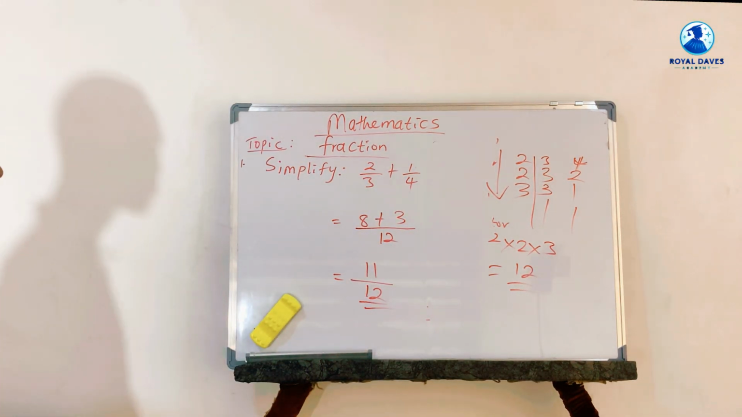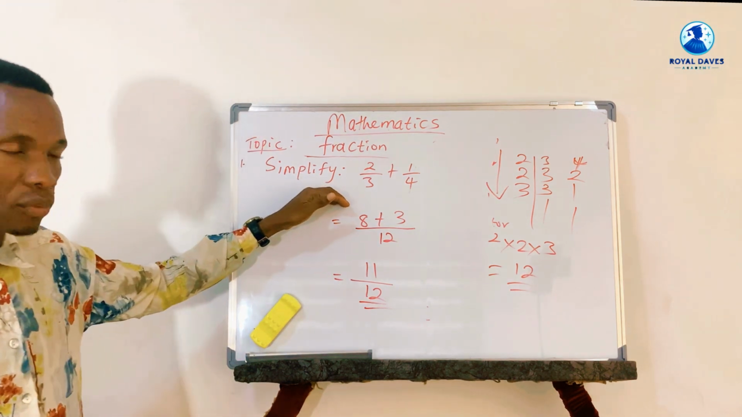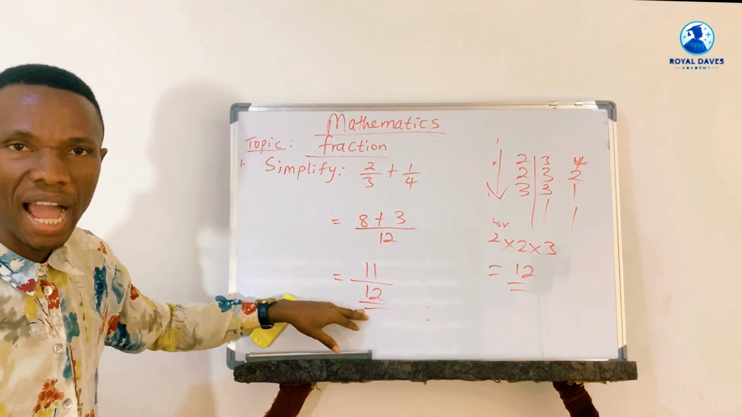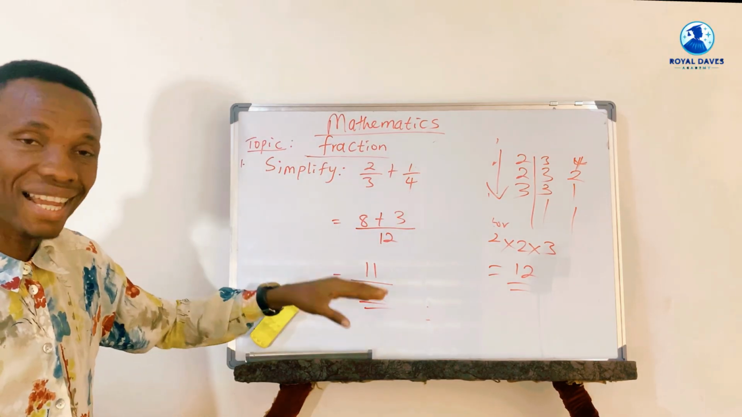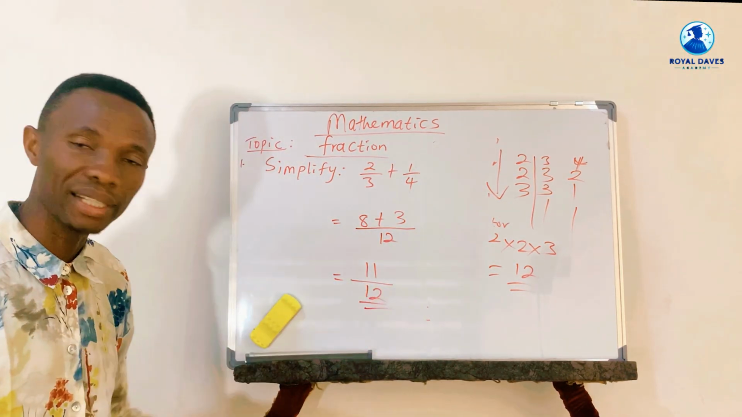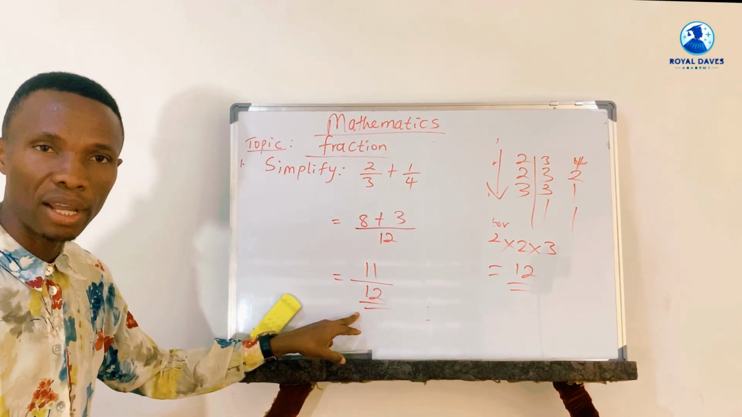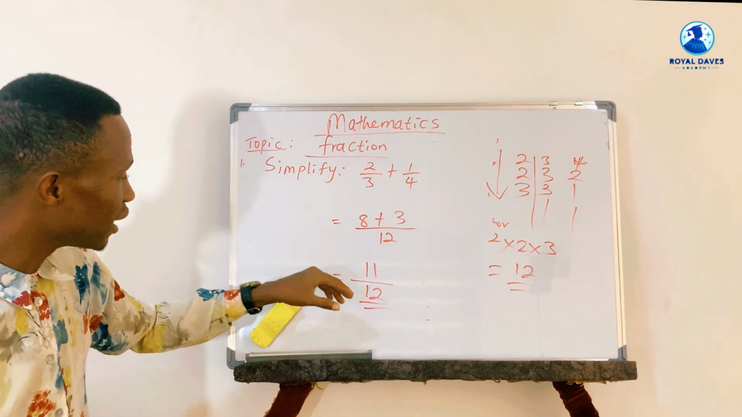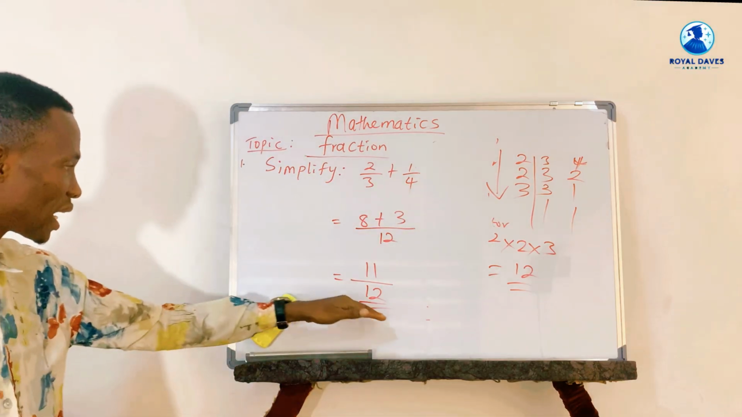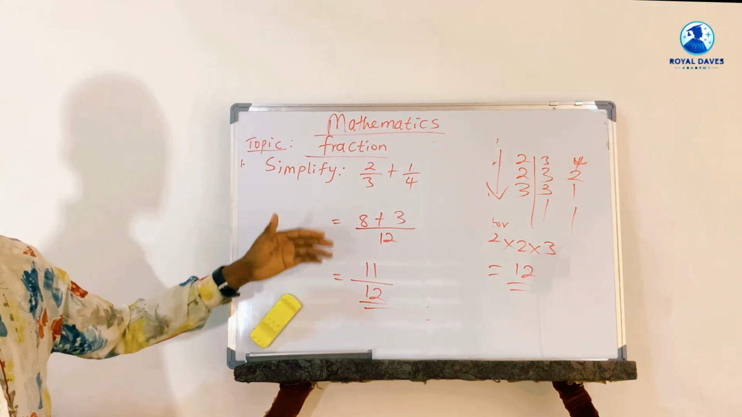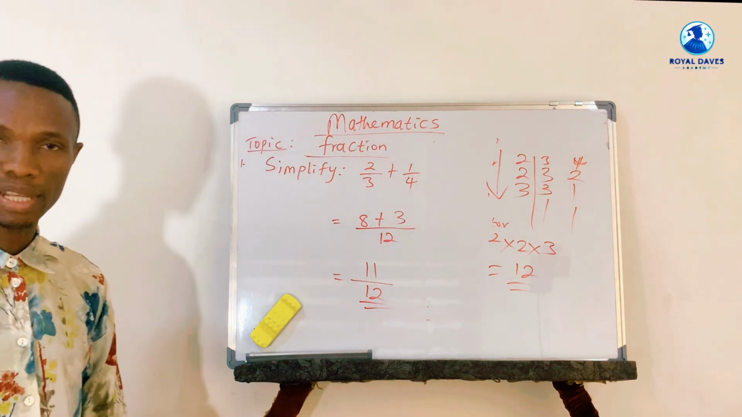I will say that again. After solving a fraction, if you have the final answer as a proper fraction, then there is no need to break it down again. But when you arrive at the final answer as an improper fraction, then you can break it further into smaller digits. So you can see fraction is simple.